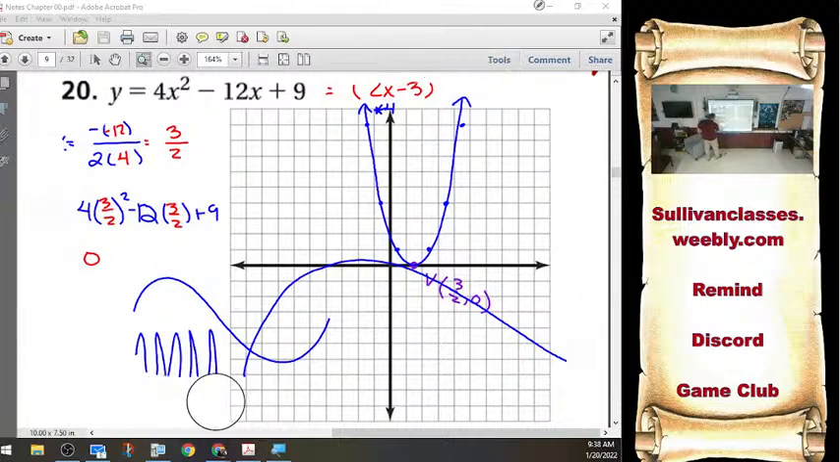So, oh, and then our domain is all real numbers. Our range is everything 0 and greater. Minimum of 0 at 3/2, on and on and on.